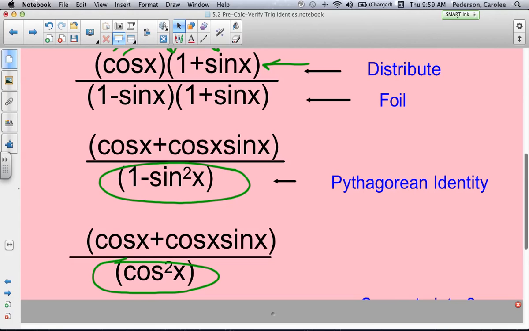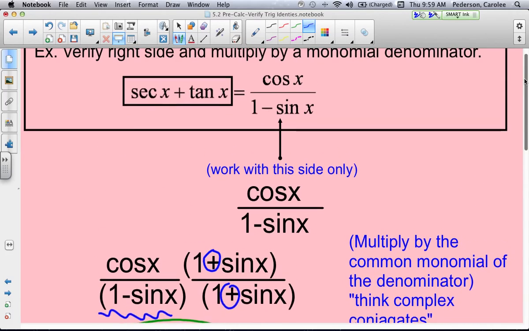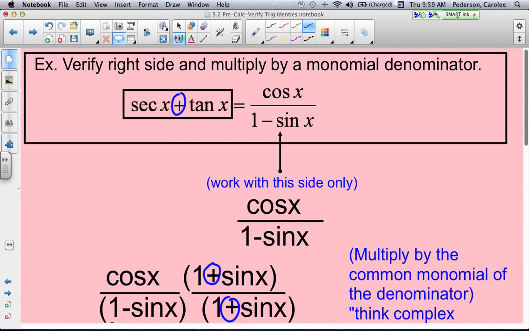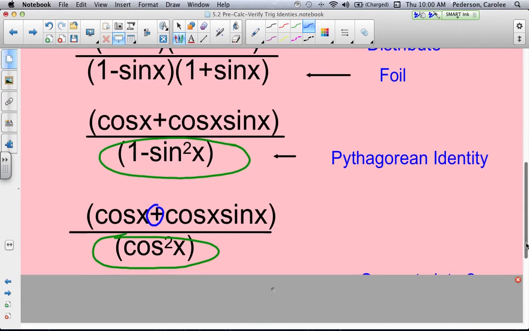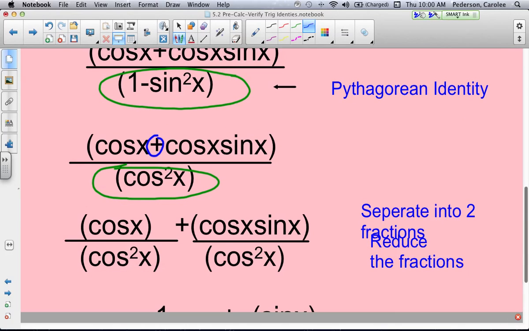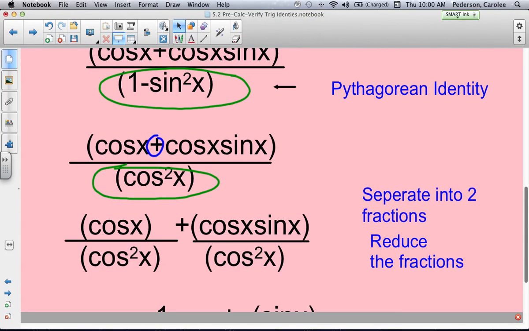Before I can cancel, I can't cancel quite yet because there's a plus symbol here. Greatest common factor, I could factor that cosine of x out and then cancel. Or I can separate the fractions back out again. Because the beginning of this problem was a secant of x plus the tangent of x, two separate terms. So I'm going to go back again now and separate them back out. And that allows me now to cancel.